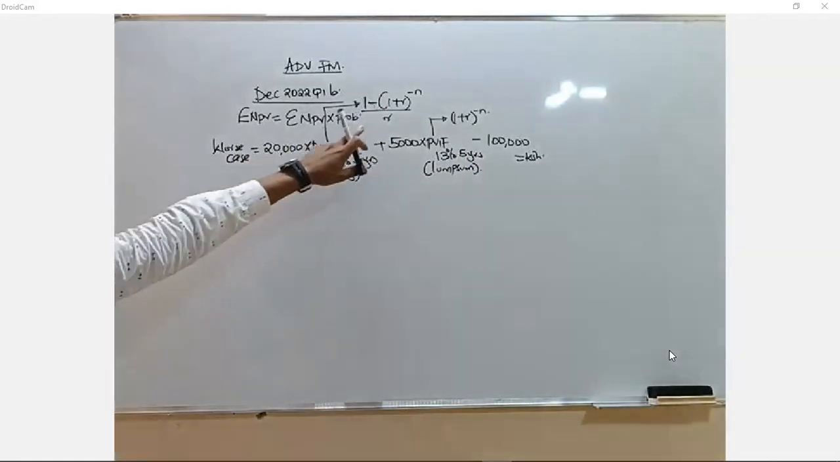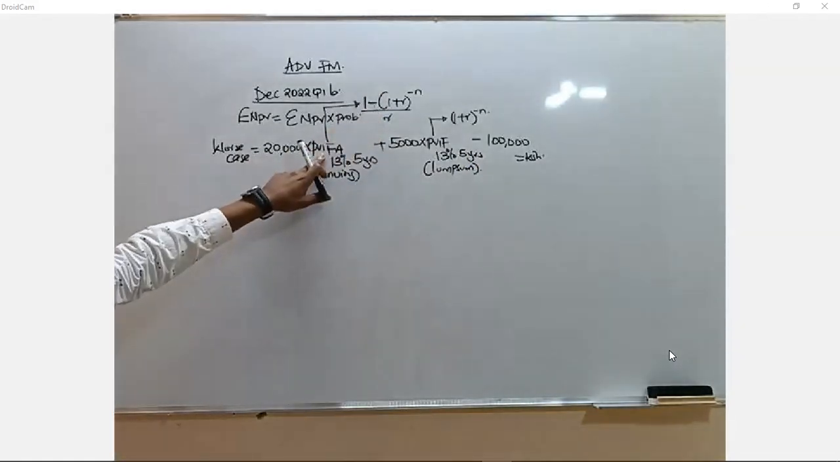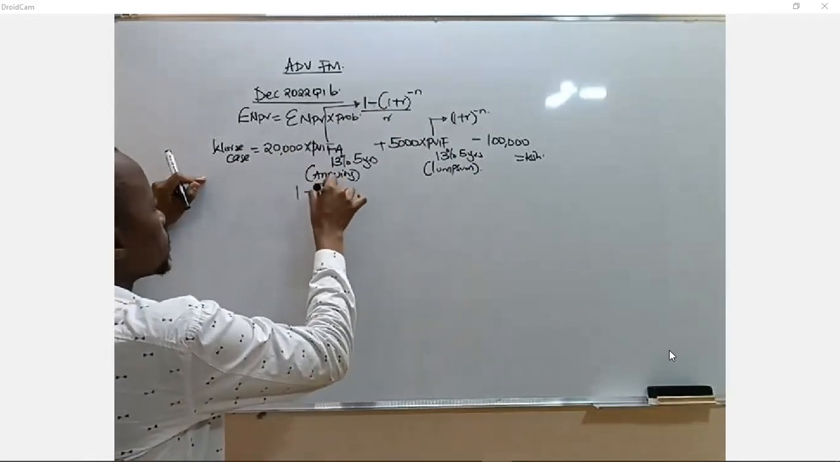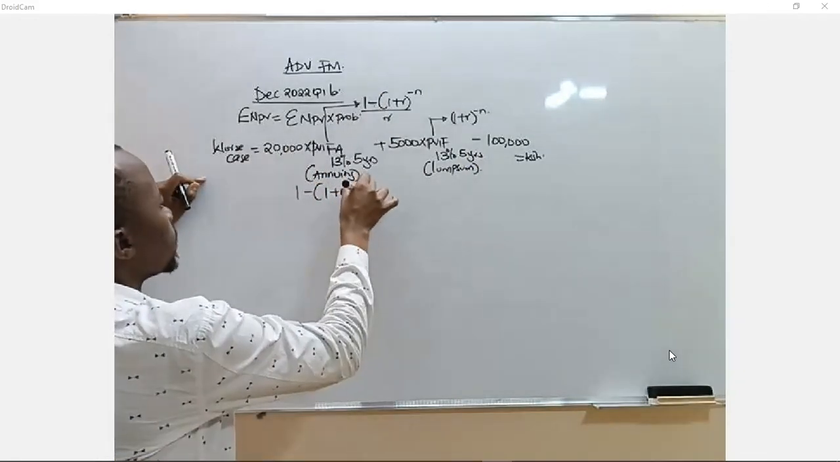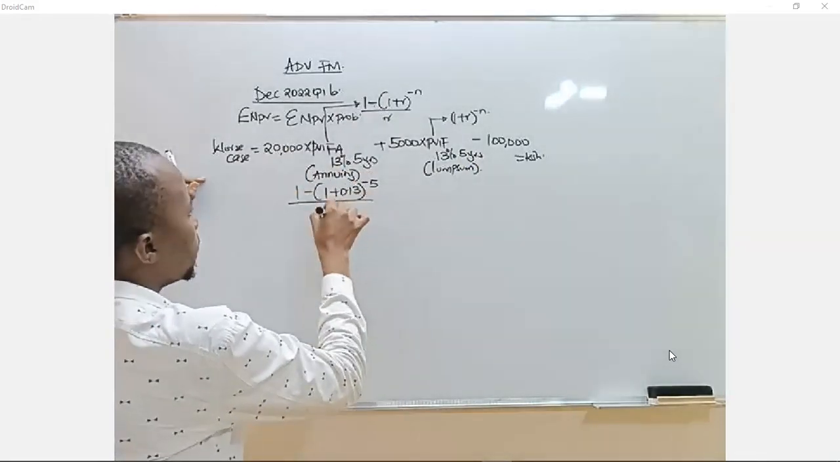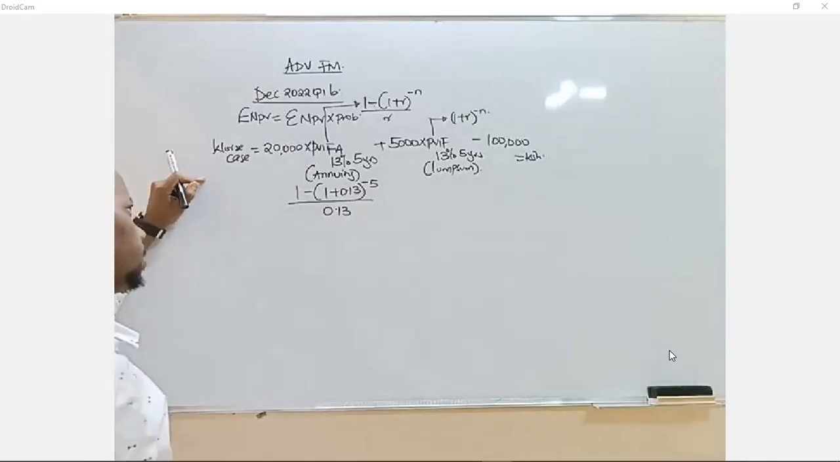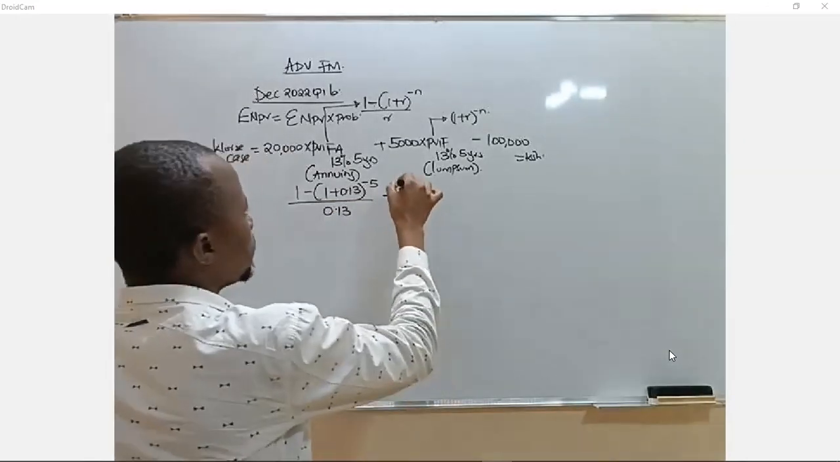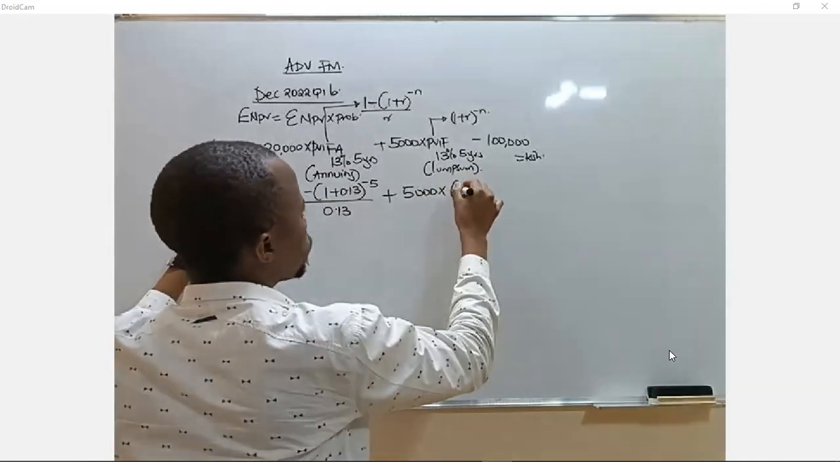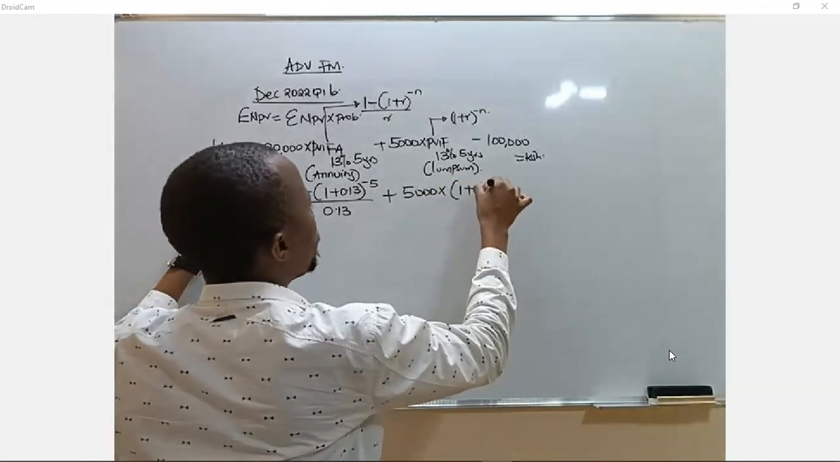So how am I going to be getting this discount factor here for me? When I'm applying the formula, it will be 1 minus 1 plus 0.13, which is your rate, raised to a negative 5, divided by 0.13. Plus, right, 5,000 here. You multiply by, right, we are talking about 1 plus 0.13.